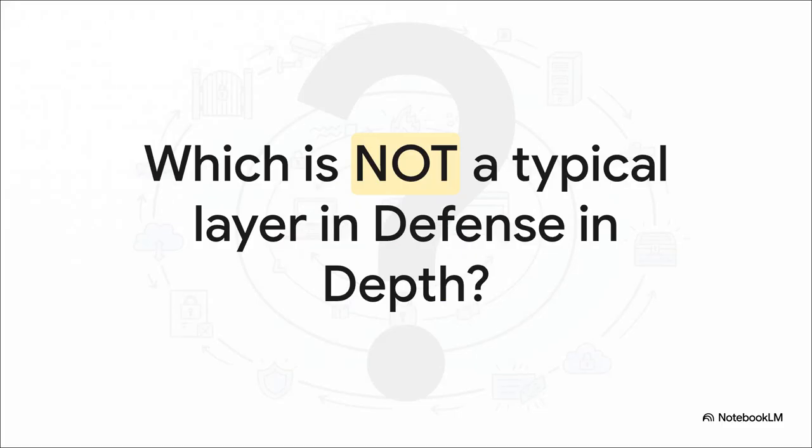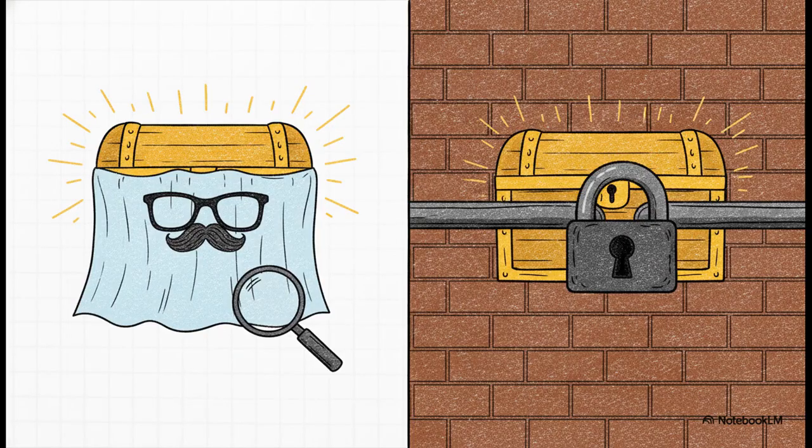Question 2. Which of these is not a typical layer in a defense in depth strategy? A, network firewall, B, code obfuscation, C, authorization, or D, encryption at rest? Which one of these is the fake security control? The answer is B. Code obfuscation is not a security control. It might slow someone down for a few minutes, but it provides absolutely no meaningful security compared to genuine, robust layers like firewalls, strict authorization, and actual data encryption.